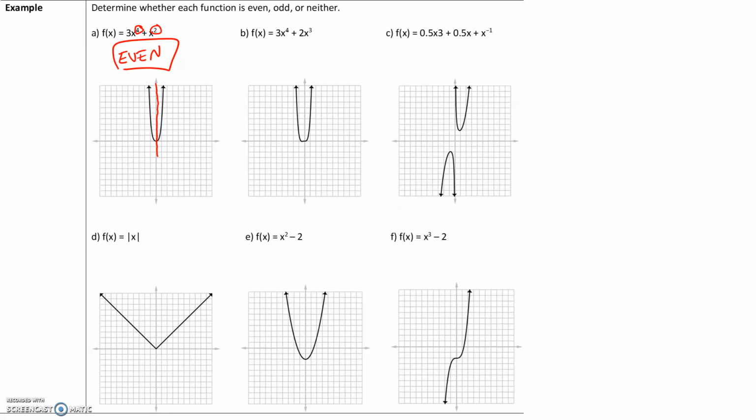In a polynomial function, I'll repeat that. If in a polynomial function you have all even exponents or all odd exponents, that makes this either an even or odd function. But if you have one even, one odd, that makes this a neither.